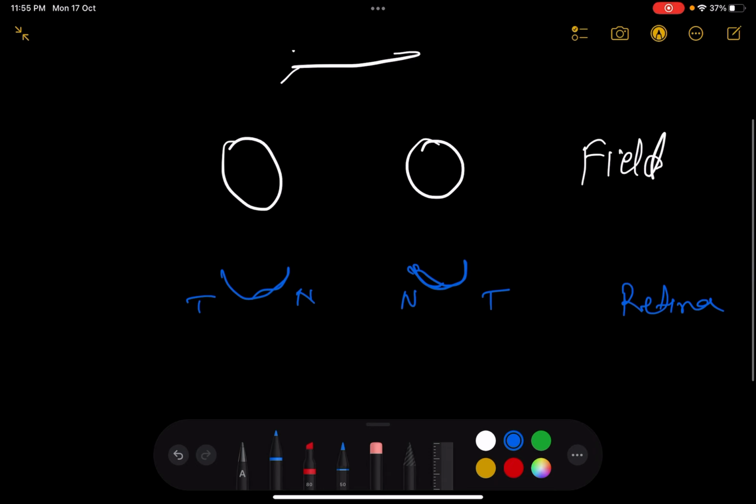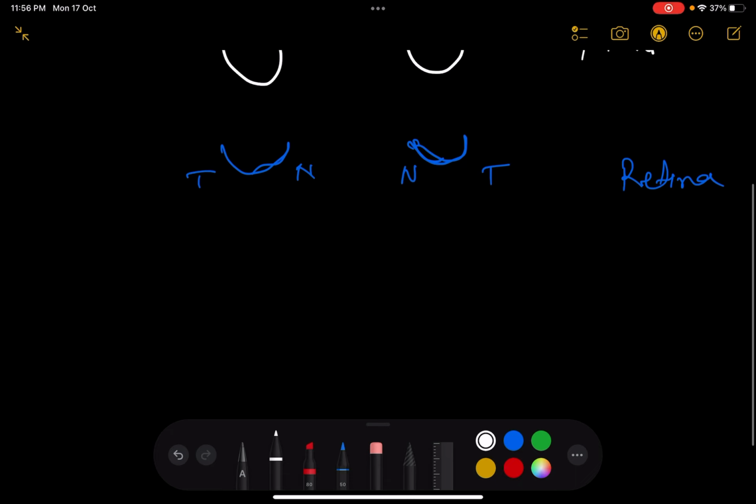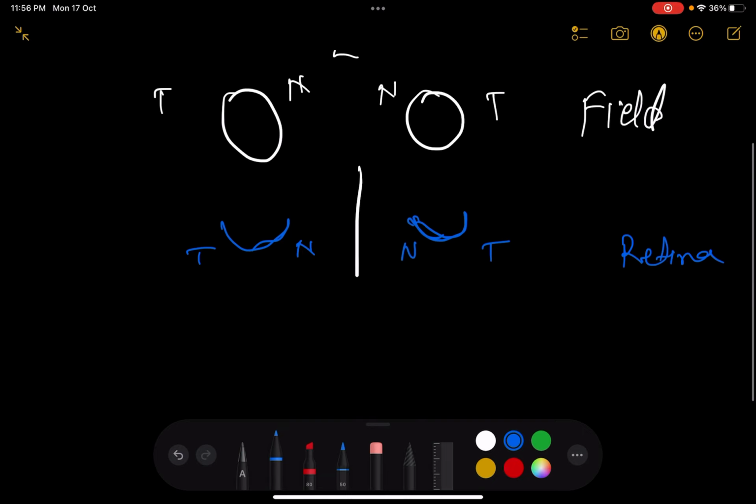Now this is going to be the temporal part of the field, this is going to be the nasal part of the field. This is going to be the nasal part of the field, this is going to be the temporal part of the field, and here is the nose, just in case you're wondering. From the temporal, the rays are going to project upon the nasal. From the nasal part, the rays are going to project on the temporal. Similarly, here from the nasal part, the rays project on the temporal, and from the temporal part, the rays project on the nasal.